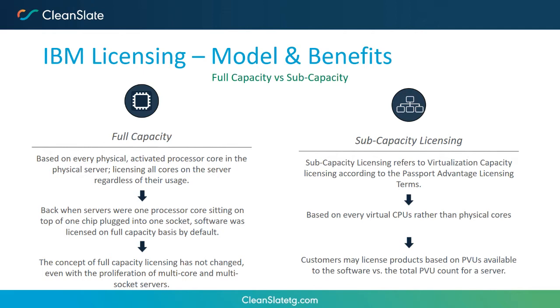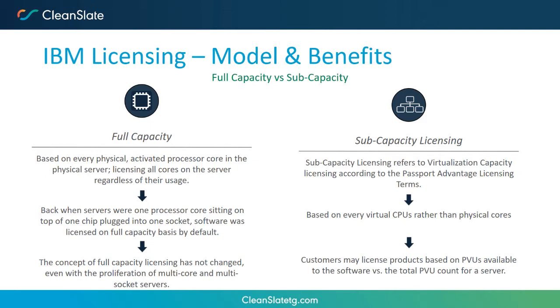Subcapacity licensing is going to refer to the virtualization of capacity licensing according to the Passport Advantage licensing terms, which we'll get into, based on every virtual CPU rather than physical cores. And customers may license products based on PVUs available to software versus the total PVU count for a server.